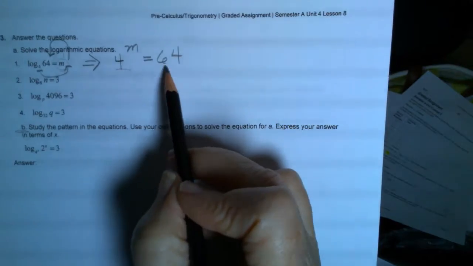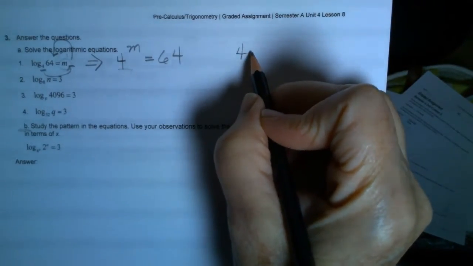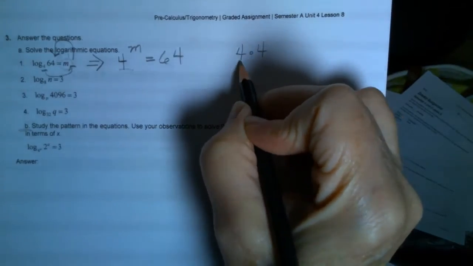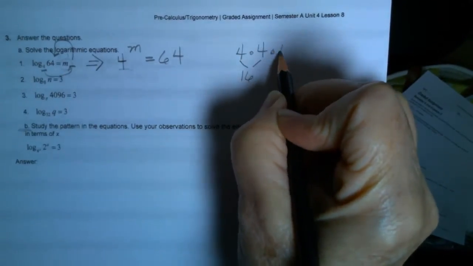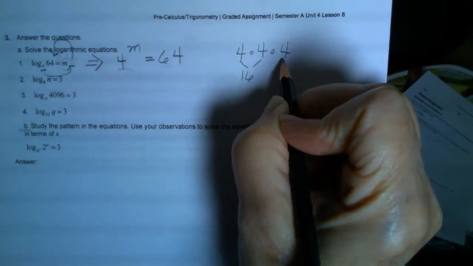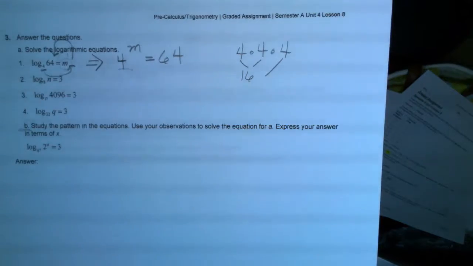We're asking, first of all, let's look at what 4 to the 2nd power is. What's 4 times 4? That's 16. If we move one more step and multiply by 4 again, what is 16 times 4?